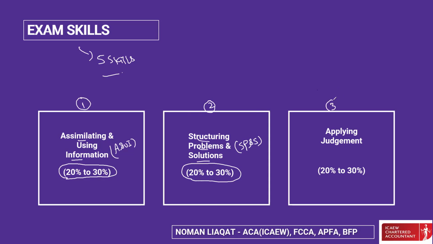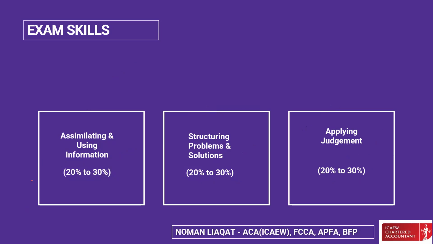Third skill is applying judgment, or AJ. So what is applying judgment? Applying judgment means we have to use our professional skepticism. This is called applying judgment. Again, the percentage is 20% to 30%. This is the third skill, applying judgment. Basically, we have to apply our judgment in analysis. Why are numbers changing? What are the reasons? What are the factors behind those changes?